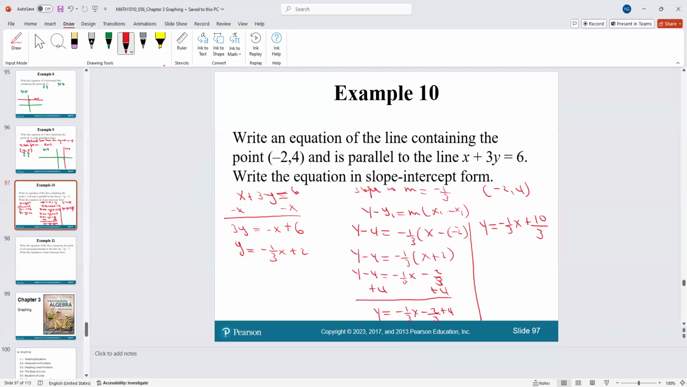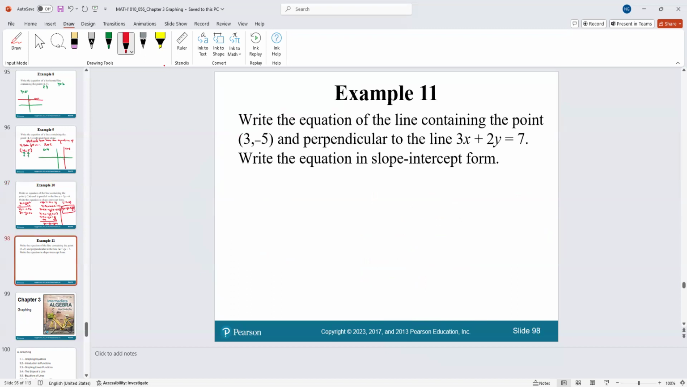This is the second equation of the line, because remember, what they were asking us to do is to find the equation of the line containing the point (-2, 4) that is parallel to the line x plus 3y equals 6, and write the equation in slope-intercept form. And that's what we just did. You can see that both have the same slope. Now let's go with the last example in this section.